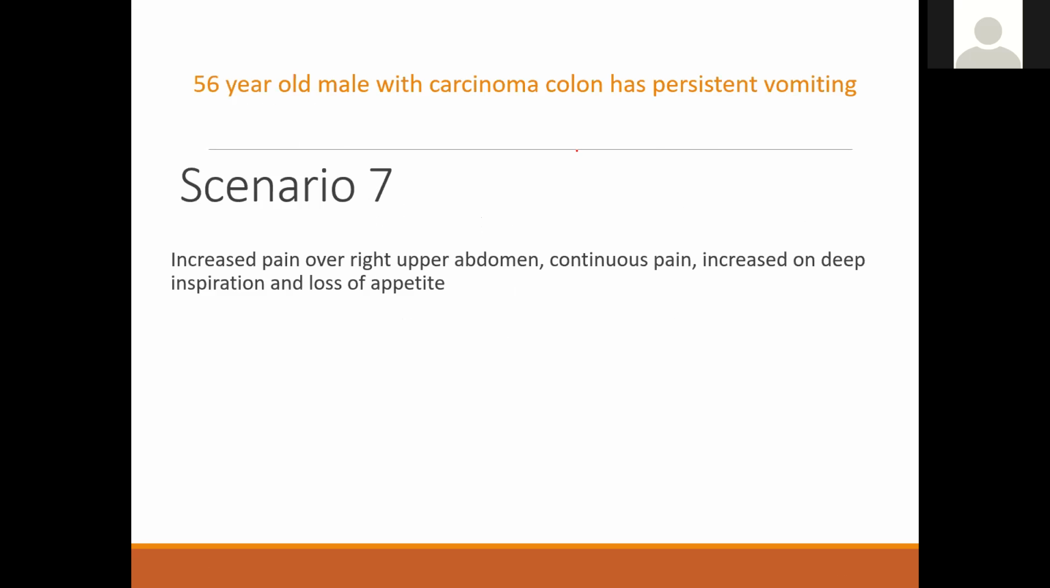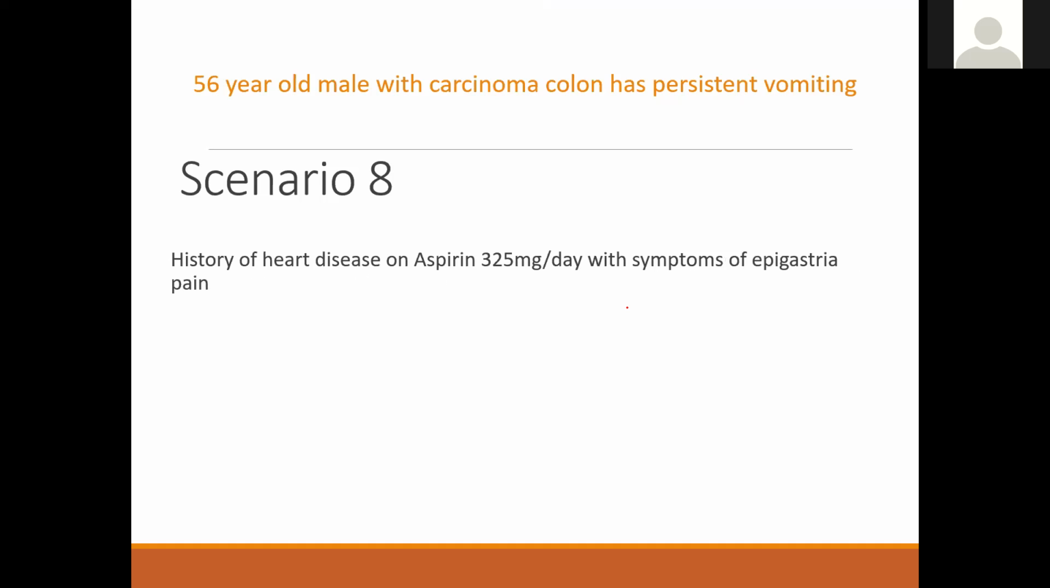The same patient is telling me that I have nausea and vomiting plus increased pain over the right upper abdomen. I have continuous pain, this pain increases on deep inspiration, and I have loss of appetite. Yes, hepatic metastasis also. So there can be liver capsular enlargement. Usually in the palliative care setting, we will be using steroids so that there is a decrease in the peritumor edema and the symptoms will get great relief.